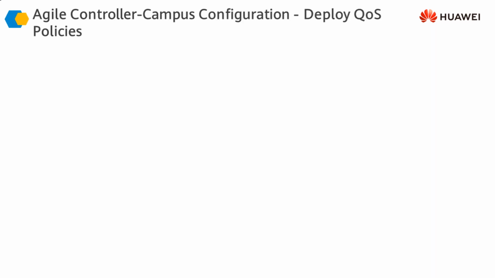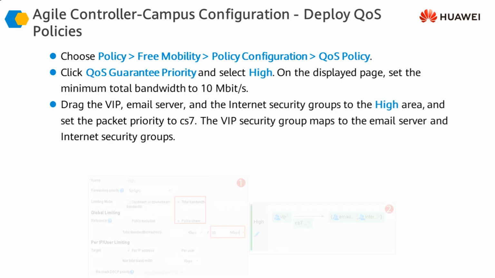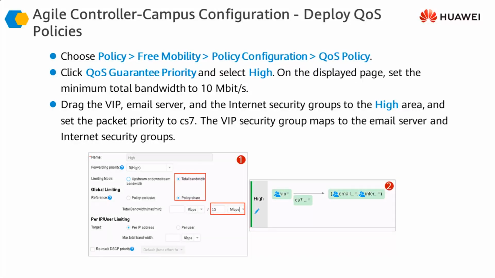Similarly, we can also implement QoS policies in our Agile network. As you can see, these are the QoS policies. For example, we configure a QoS policy called high. In this, we configure the forwarding priority as high priority. We assign the total bandwidth to be 10 megabits per second. This is a QoS policy, which means that any groups which are assigned to this particular QoS group, group high, are going to be assigned 10 megabits of bandwidth.